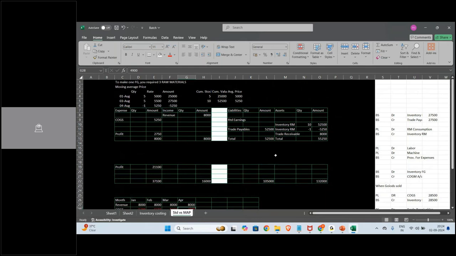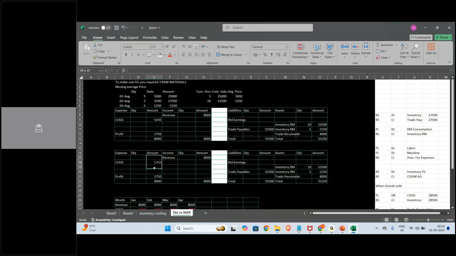Now let me show you the standard method of accounting the same. I will show you the standard way of accounting the same. First time when I buy stock, 25,000 will be here, 5 units, 25,000.